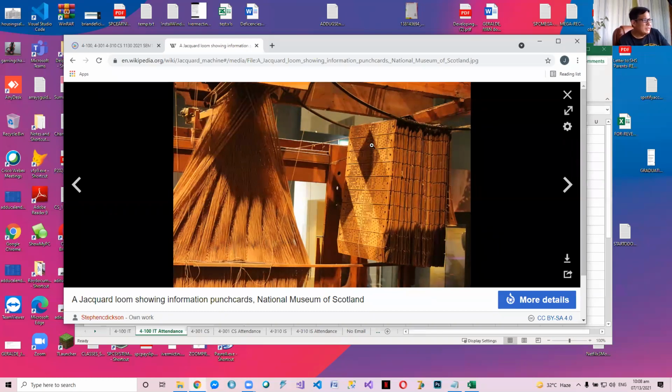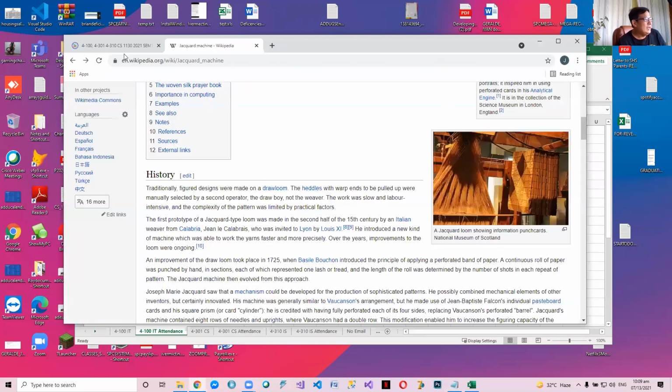Later, people discovered that this can be used as an input device to a computer, such that a particular sequence of punches will designate particular symbols such as numbers and operations. So this is used as the primitive keyboard. Do you follow? Jacquard's loom. Kasi wala pang keyboard, so they're using punch cards through Jacquard's loom. We will discuss that further anyway. Any questions so far?